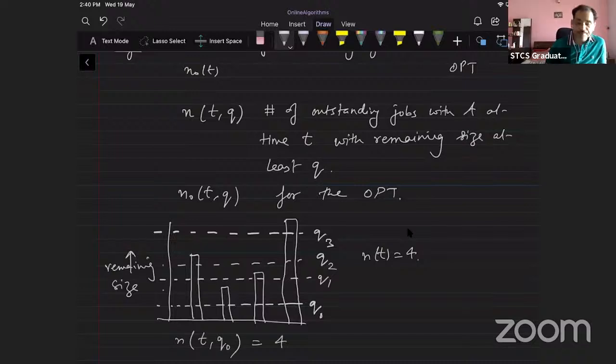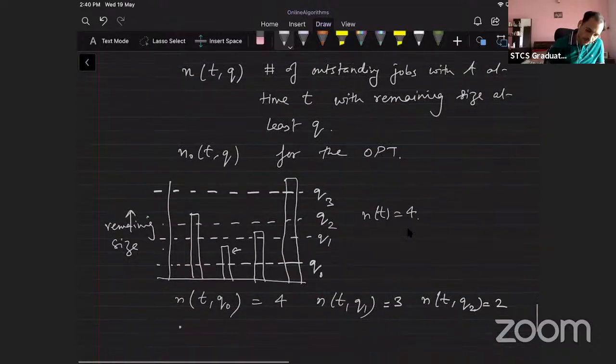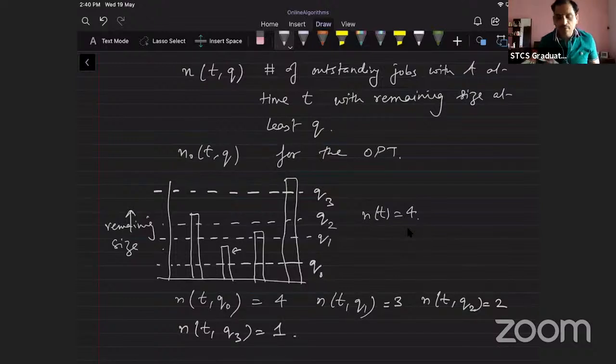It is all of them, right? The remaining size for all the jobs is at least q0. So n of t comma q0 is 4. How much is n of t comma q1? This particular job here has remaining size less than q1. The rest of them have size at least q1. So this is 3. And similarly, n of t comma q2 is 2, and n of t comma q3 is 1. Is everybody okay with the definition of n of t comma q?